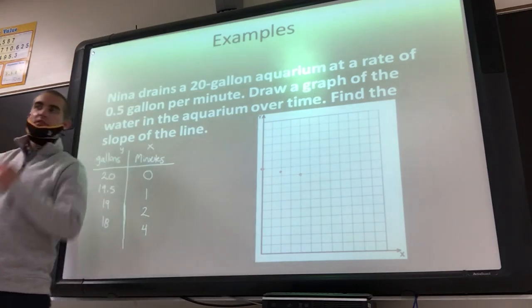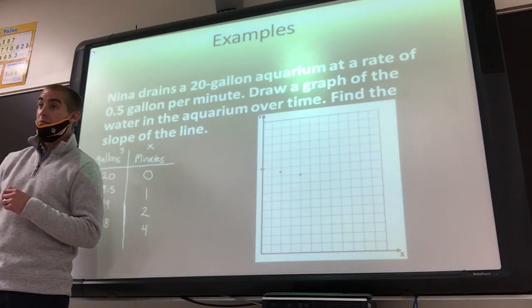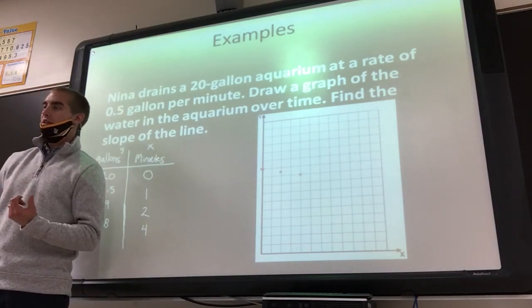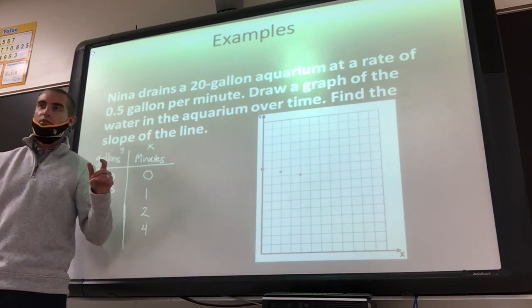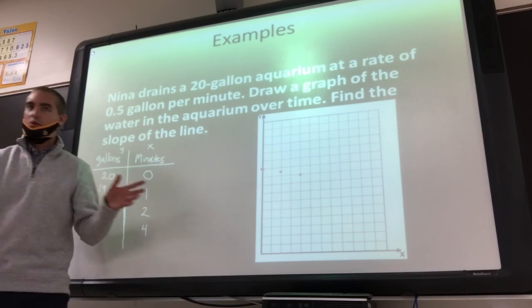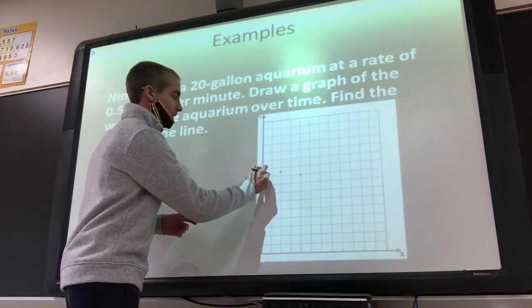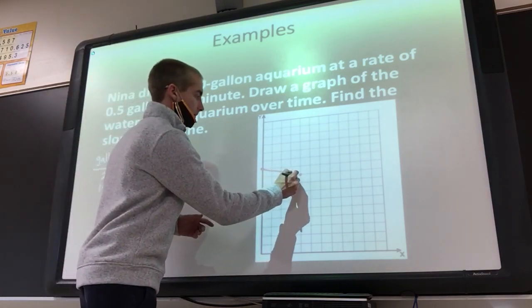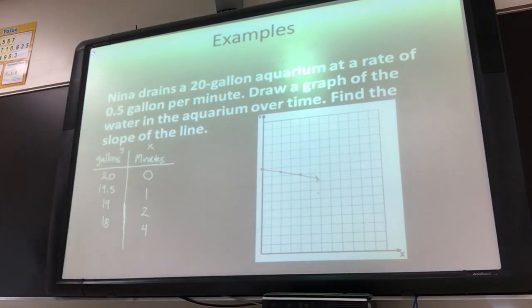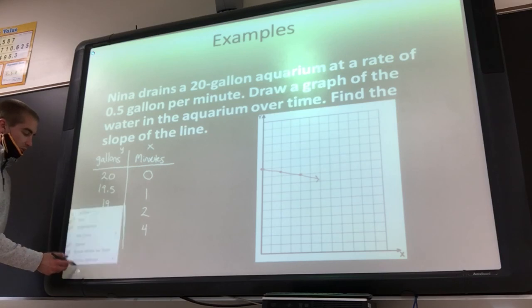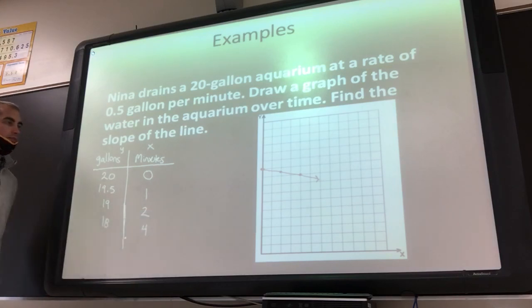So what direction is our line going to be going? It's going to be going down. Every other time so far, it's been going up, right? So first thing, would this be proportional? No, because it doesn't go through the origin. So our line's going to look like this. I want to show you something about slope. It has to do with that. So our line's going down.